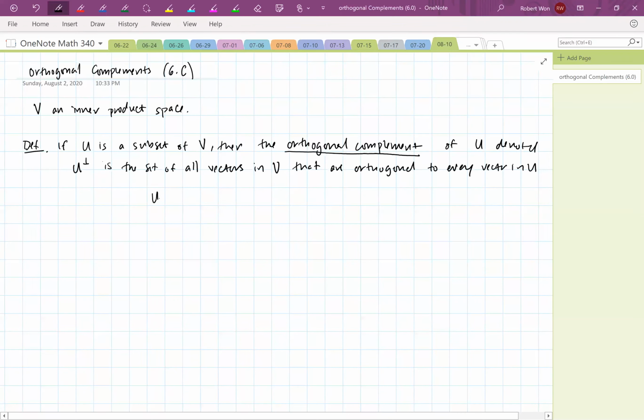In other words, U perp is just defined to be all the vectors v in V such that the inner product of v and u is 0 for every u in U. Okay, all the vectors that are orthogonal to some subset. So we have some examples, of course.